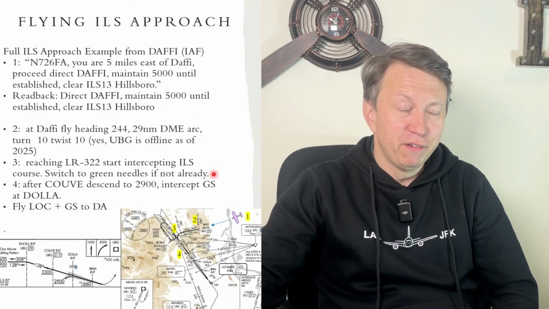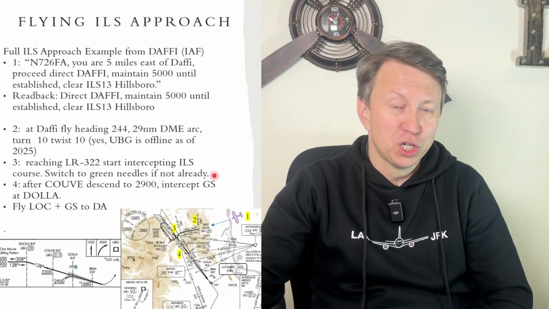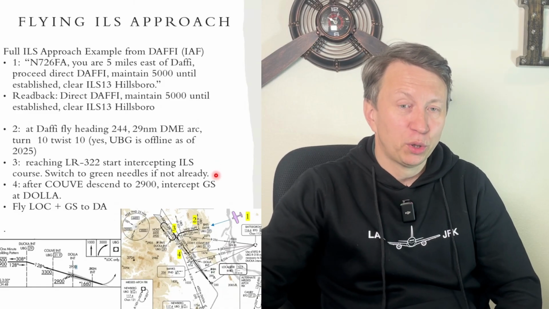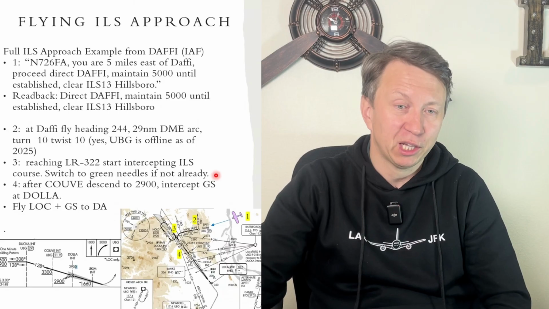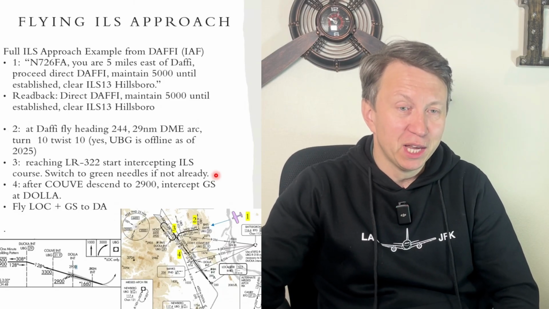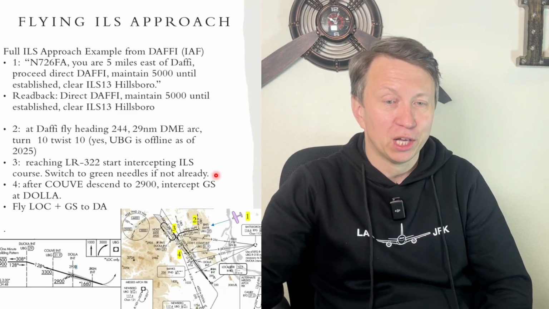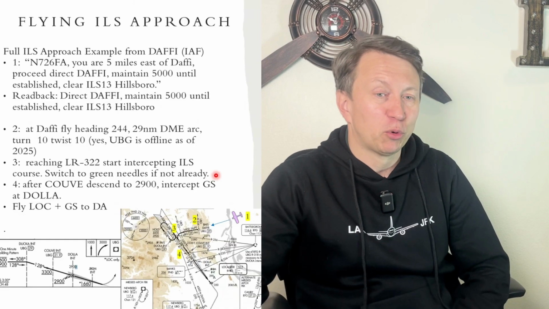Another very important thing to remember is, no matter what, on a check ride, you have to be on green needles before the final approach fix. You get to the final approach fix, if you're still flying GPS on pink needles, that's an automatic fail. So definitely before the final approach fix, but very advisable to just intercept the localizer once you are on the final approach course.